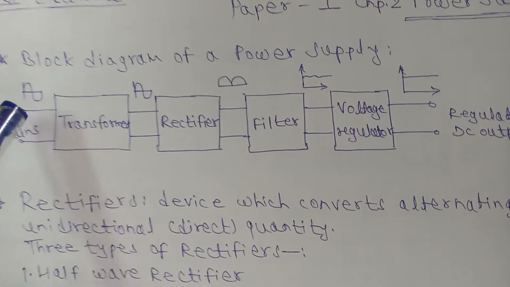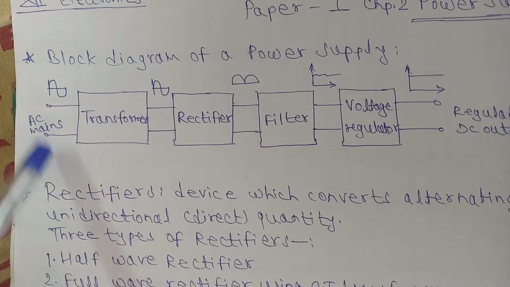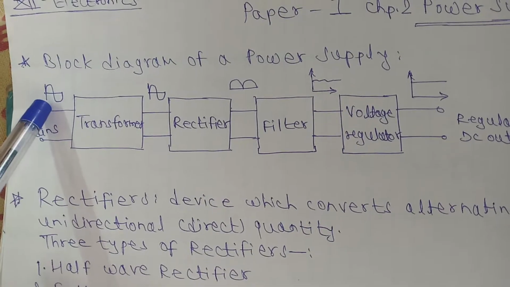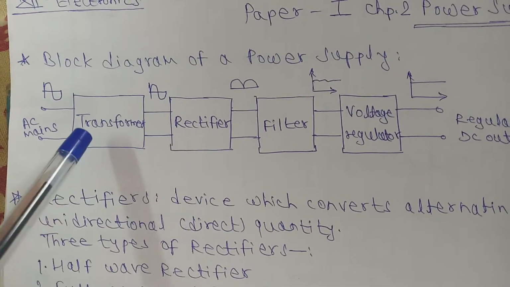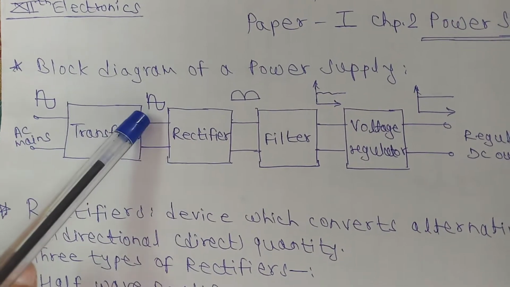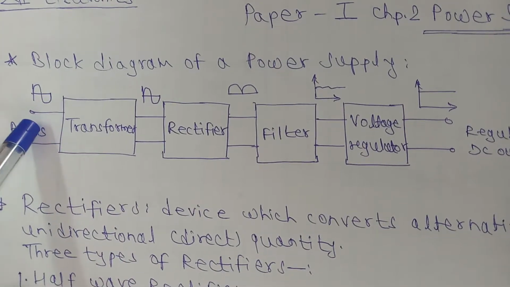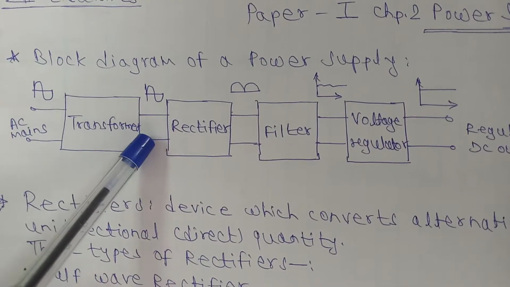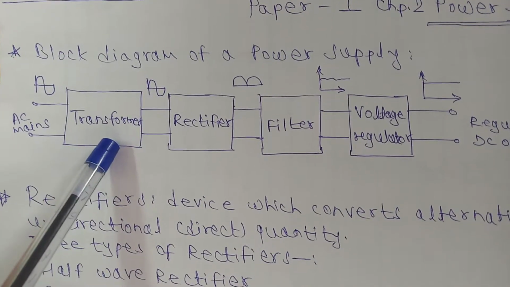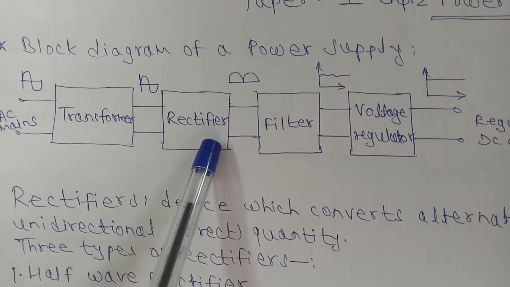Here the waveform is also shown, that is for AC mains. We give the primary winding the MCB supply of 230 volt, and for the power supply normally we use the step down transformer. That means we get a lower AC voltage here. So this transformer converts high or low voltage AC to low or high voltage AC, working on the mutual inductance principle.